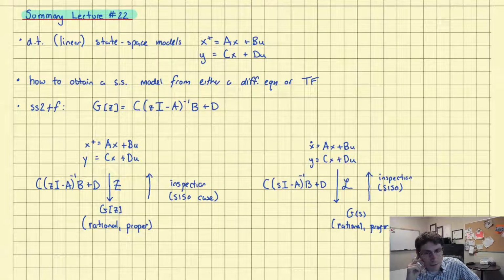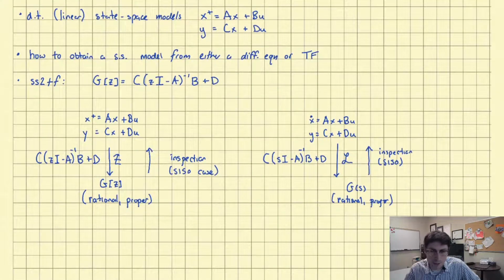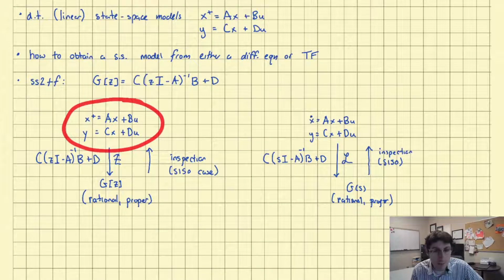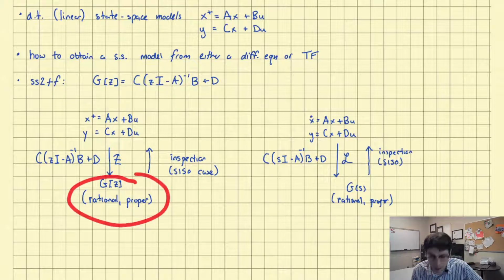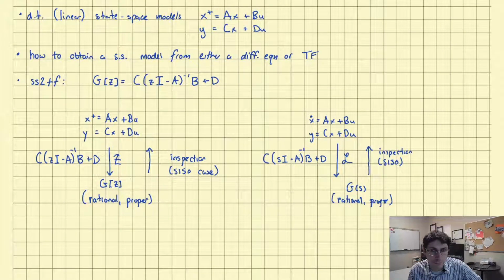We talked about this conversion from state space to transfer function, and essentially the bottom line is that it looks just like continuous time. And so we have this diagram where you can start with a state space model of a discrete time system. You do the same computation we did in continuous time, and you will obtain a rational proper transfer function.